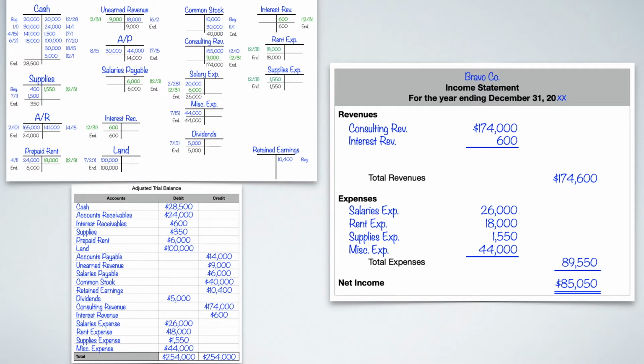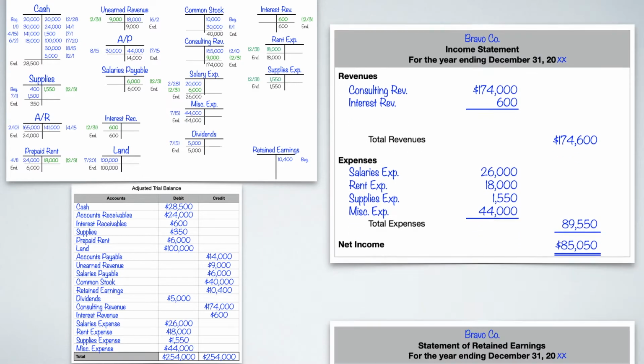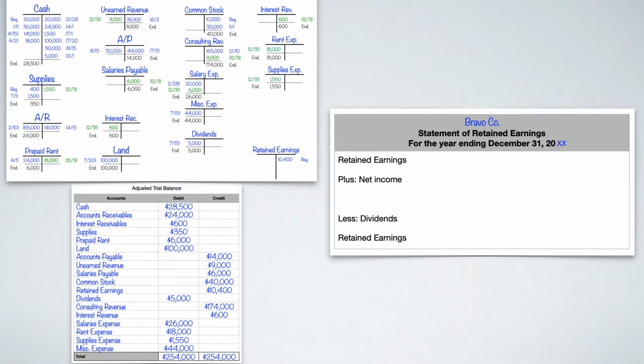Now we're going to move on to our statement of retained earnings. So in that, again, our name's still at the top, still 2000, whatever. We're going to begin with the beginning retained earnings, what we began the year with in retained earnings. And if we look at our T table of retained earnings, it hasn't been touched, but we still have a beginning balance. So our beginning balance is $10,400. And to that, we're going to add our net income. The net income we just found on our income statement, which was $85,050. And that's going to give us an intermediate number of $95,450.